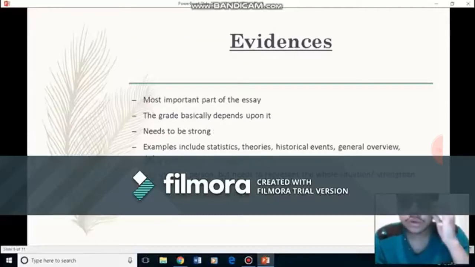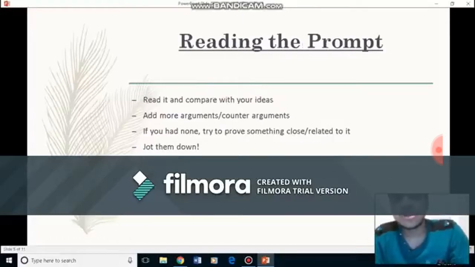Alright, one thing I forgot to mention, that the evidence must be strong. You can't use personal experience as evidence. However, you can use them to strengthen your other arguments or evidence. Common examples of good evidence are statistics, theories, historical events, etc.